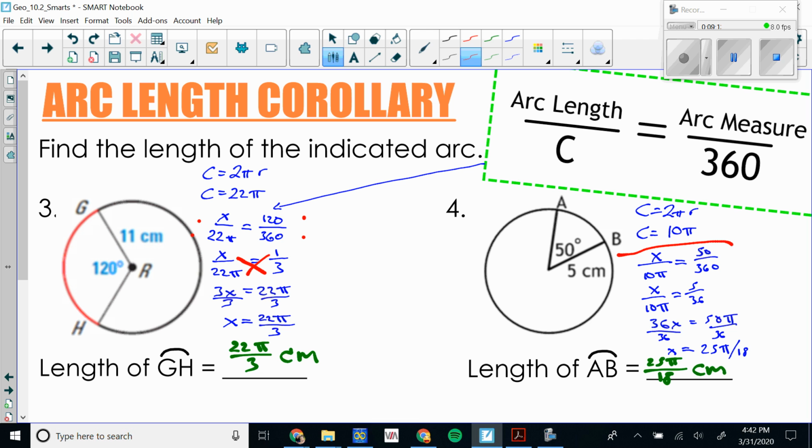I did not write out the formula, I just stuck it in. So x over 10 pi equals 50 over 360. This one does not simplify as nice, but it does a little bit. The zeros cancel if you divide each by 10. That's what I mean when I say zeros cancel. And you're left with 5 over 36 for that side.